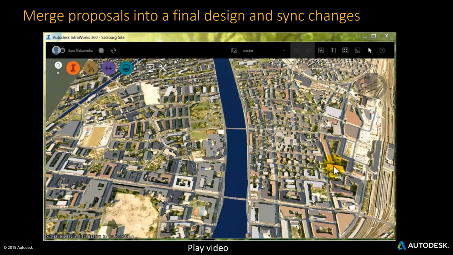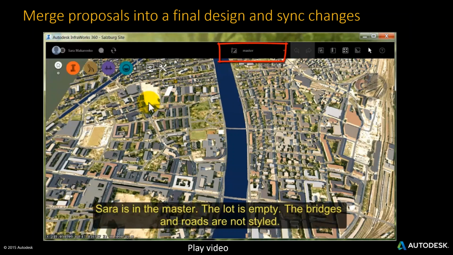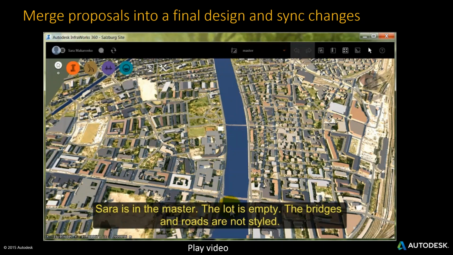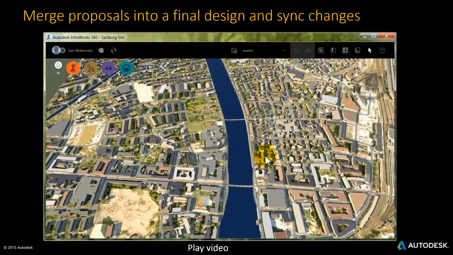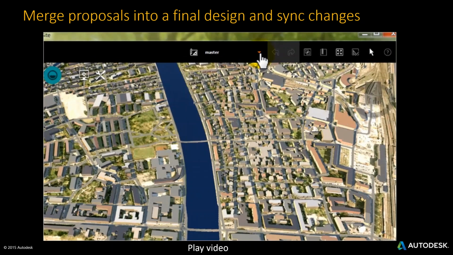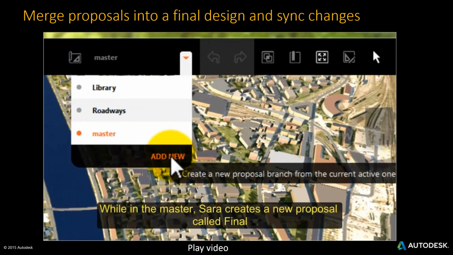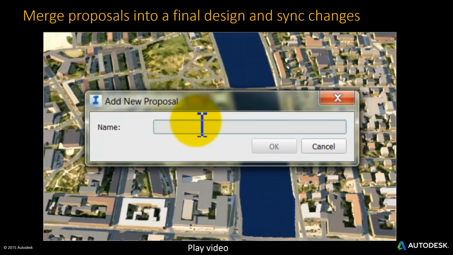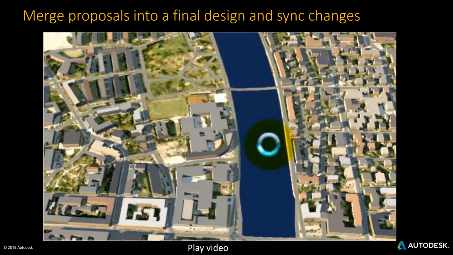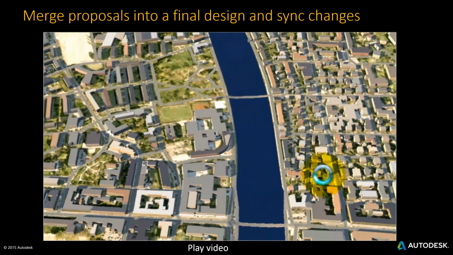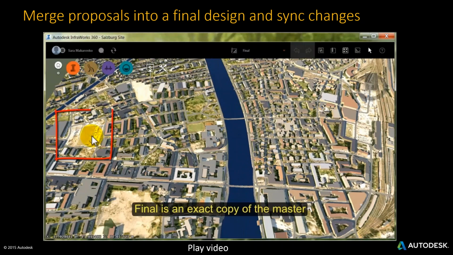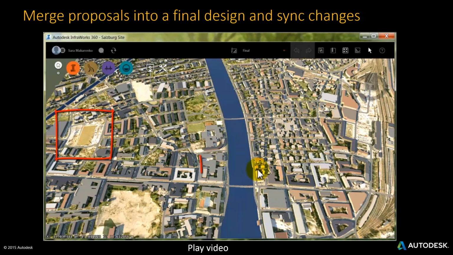So here we are in the master, and there's that empty lot. I'm just proving that this is the master. I'm doing a visual check. The bridges haven't been altered here. And I want to create a new proposal called Final. So I add a new one. I type in the name. And it's an exact copy of the master at that point in time. You can see from the visual check that's exactly what it is.